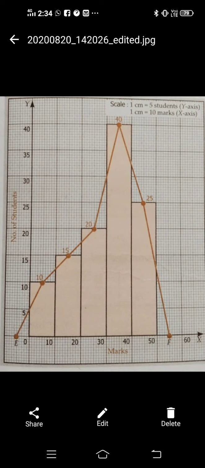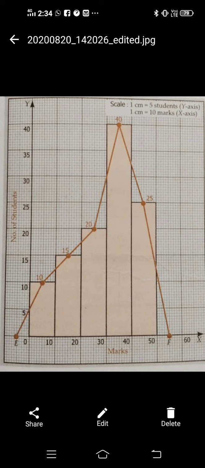It is drawn by joining the midpoints of the top of rectangles. At the top of every rectangle of the histogram we mark the midpoints, and with the help of a straight line we join all these midpoints, then we get a frequency polygon. So this is also one of the frequency distribution graphs. How we draw this graph, this also we will learn when we do the numericals on graph paper.